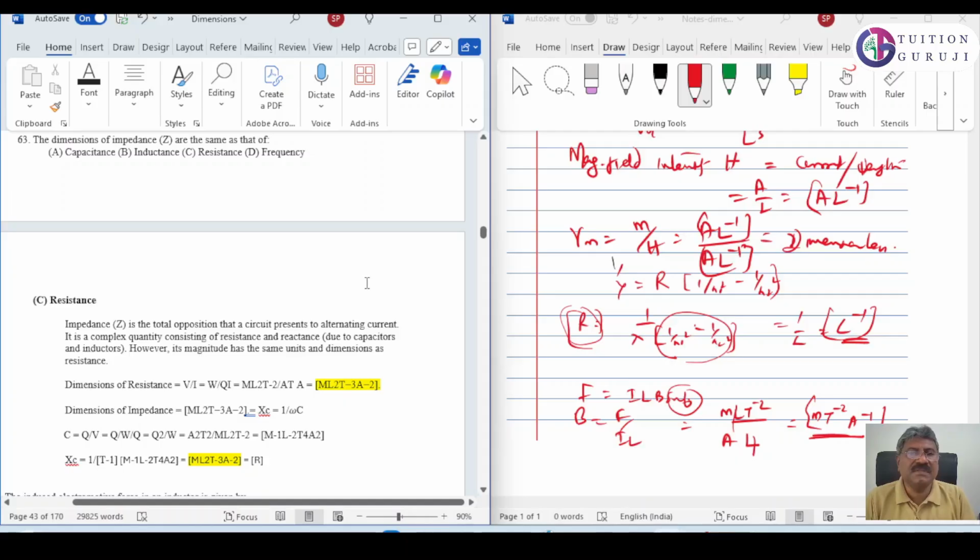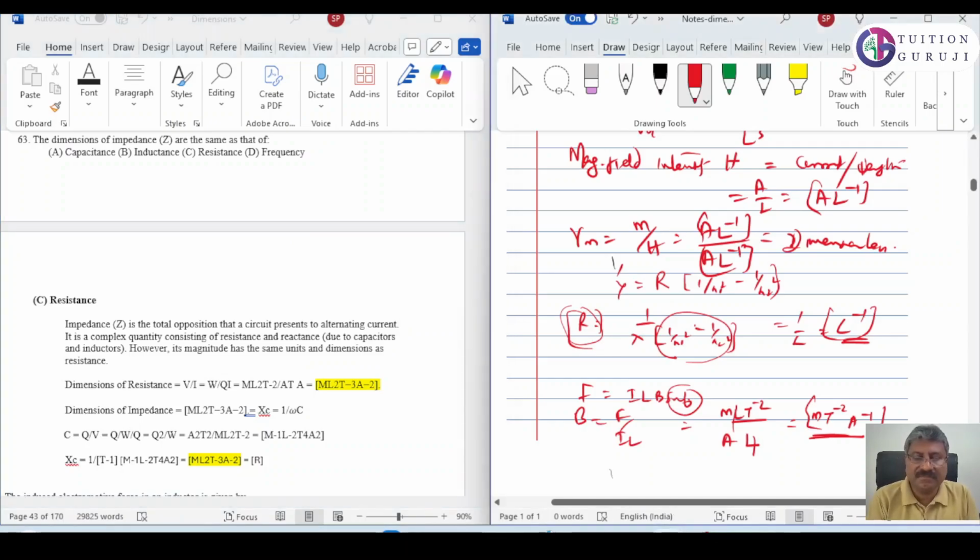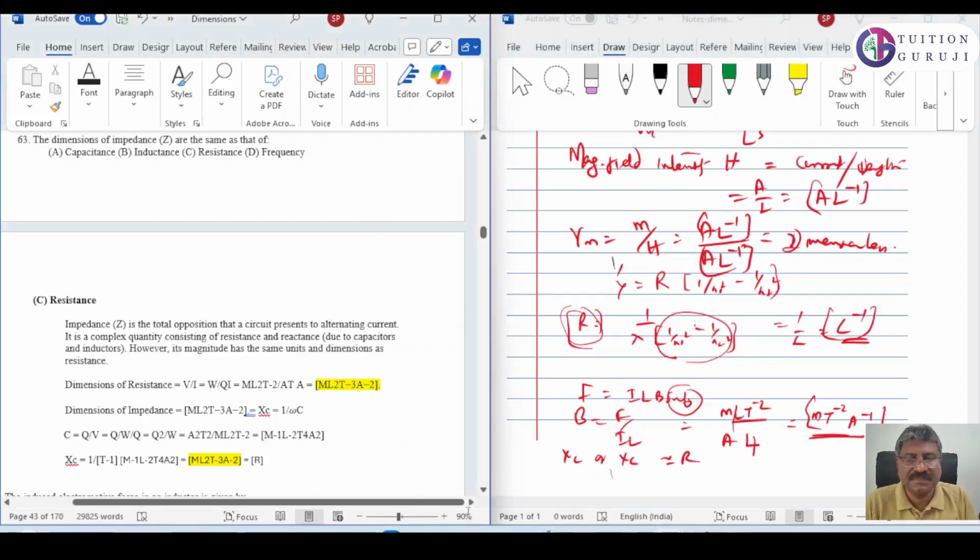Now the dimensions of impedance. Impedance will have the same dimensions as resistance. It can be inductive impedance XL or capacitive impedance XC. Whatever the case, it is equivalent to resistance, so the dimension will be the same as resistance.